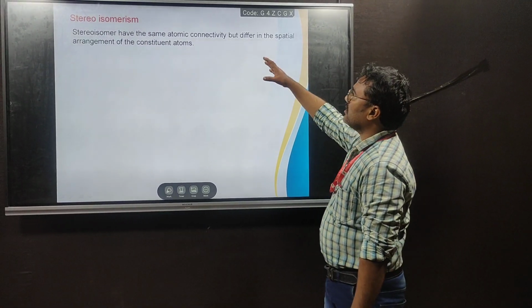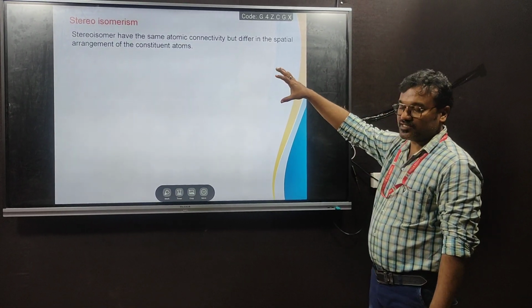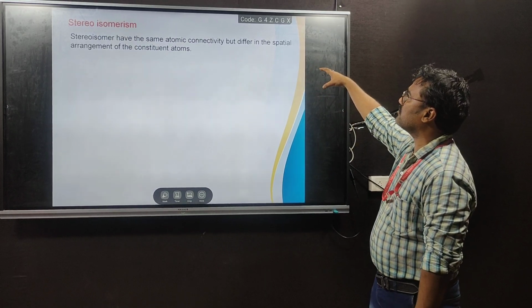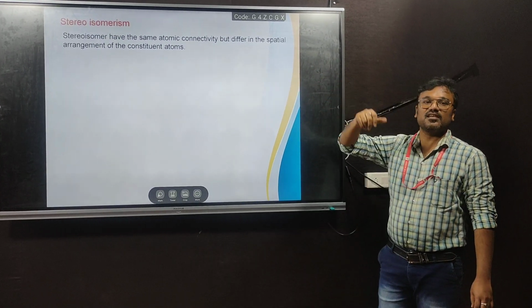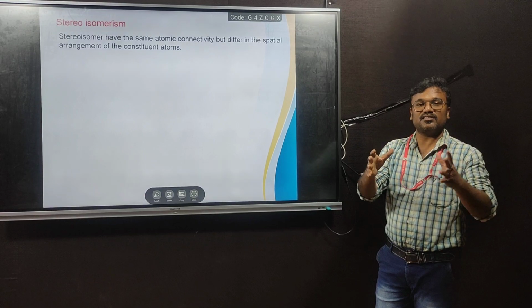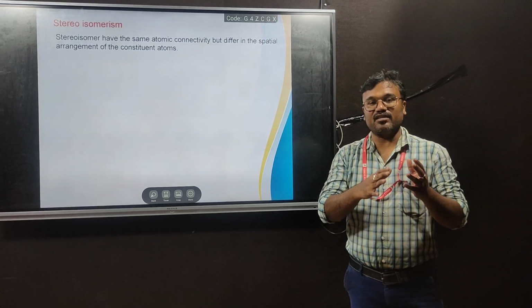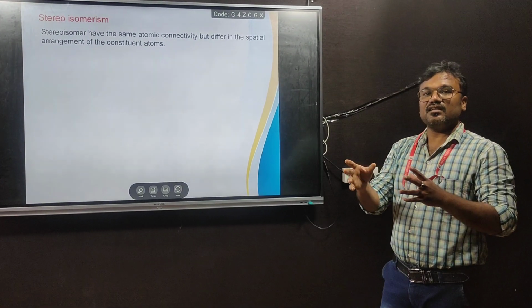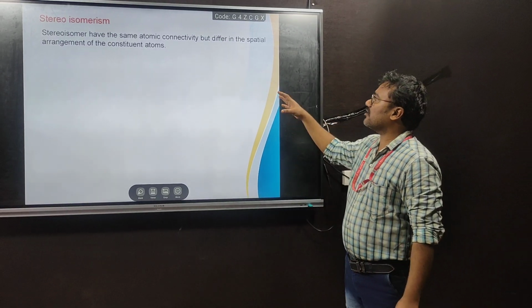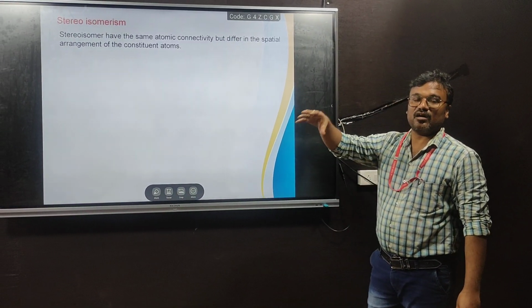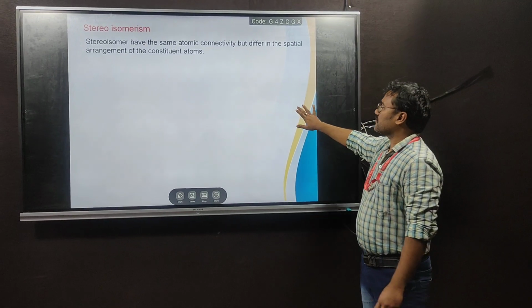So what is the optical isomerism here? Here, stereochemistry. Stereoisomers have the same atom connectivity but differ in the spatial arrangement. Already I told you, we discussed space. In space, the atoms have the same molecular formula but differ in their structure, connectivity, or the spatial arrangement of the molecule or the atom in space.